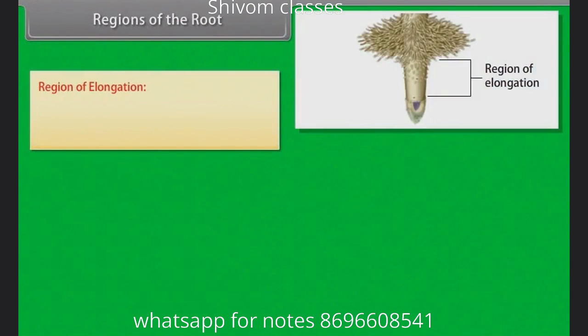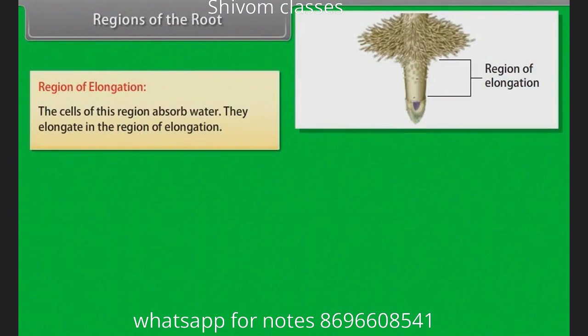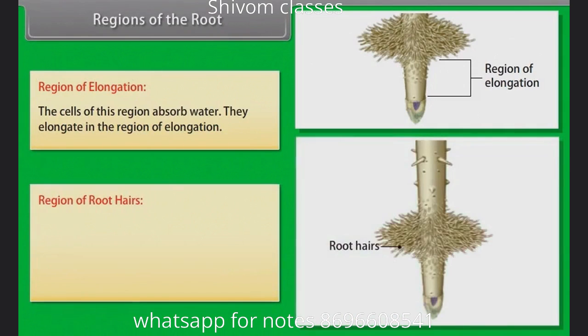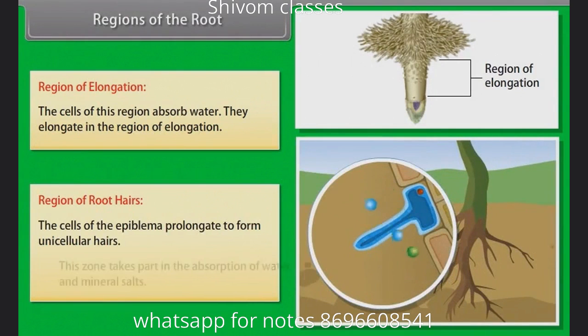Region of elongation. The cells of this region absorb water. They elongate in the region of elongation. Region of root hairs. The cells of the epiblema prolongate to form unicellular hairs. This zone takes part in the absorption of water and mineral salts.